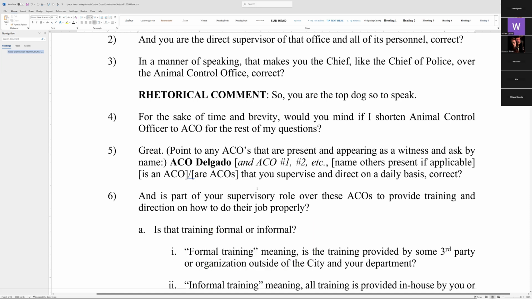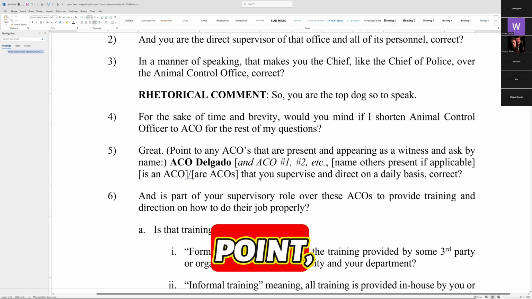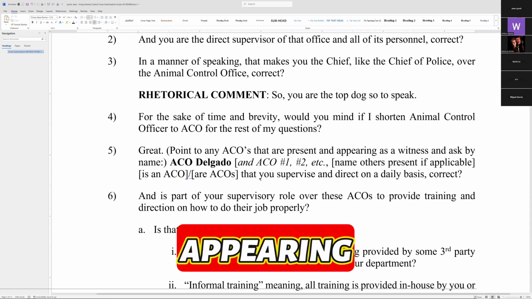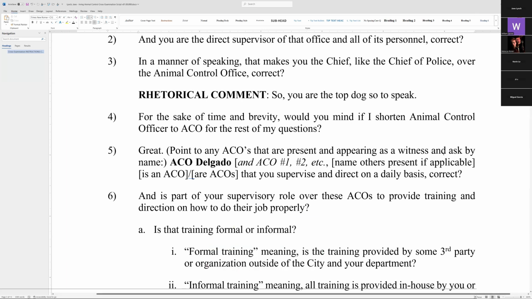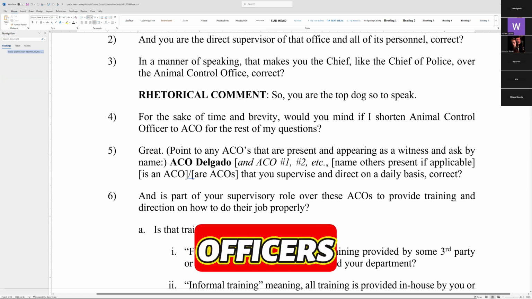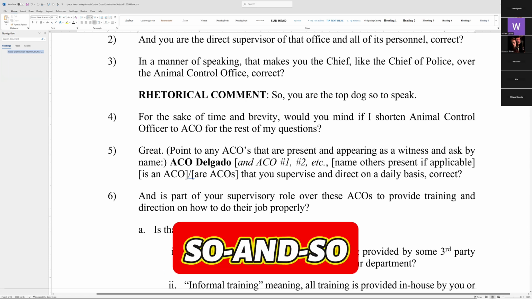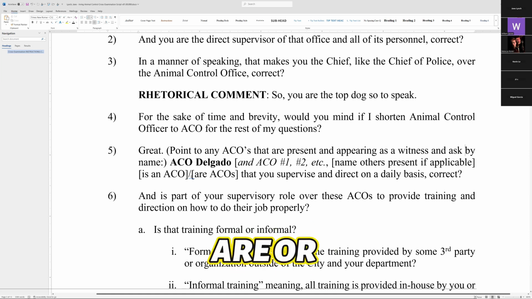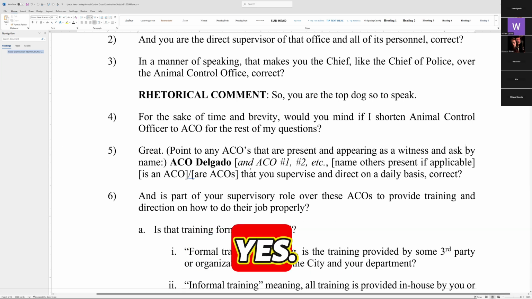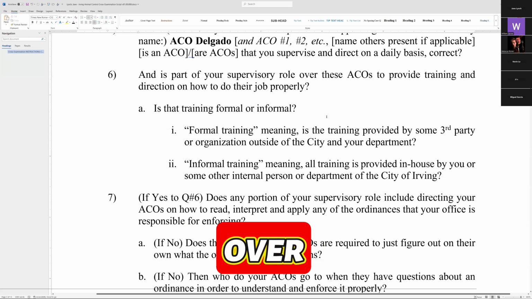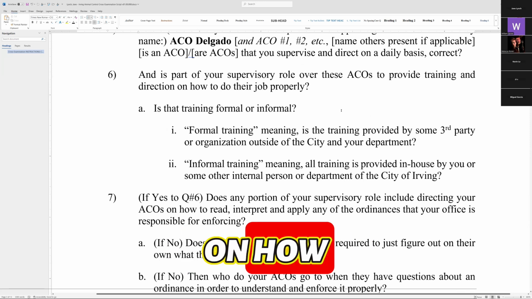Sure. Great. Now, Jane, at this point, you will point to any ACOs that are present and appearing as a witness and ask by name, or ask Hullinger, whatever her name is: ACO Delgado and any other officers that are present, and ACO so-and-so and ACO so-and-so, they are, or she is, an ACO that you supervise and direct on a daily basis, correct? Okay, yes. And is part of your supervisory role over these ACOs to provide training and direction on how to do their job properly?